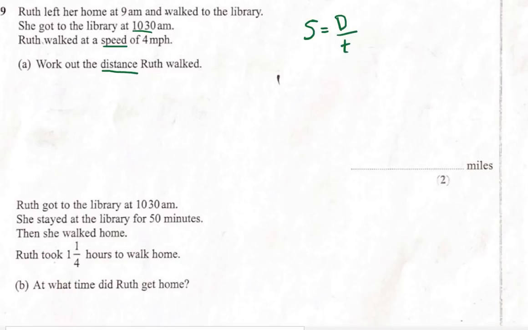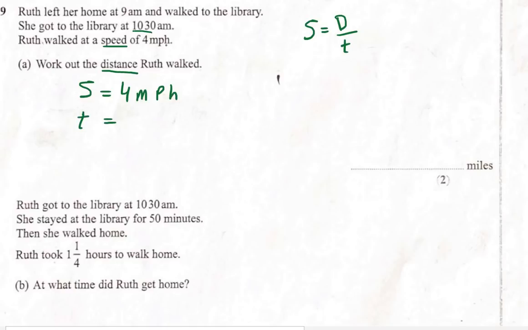So here, Ruth left her home at 9 a.m. and walked to the library. She got to the library at 10:30 a.m. So Ruth walked at a speed of, whatever is given, we're going to write it down. So speed is 4 miles per hour, and work out the distance. So we need to find the distance.